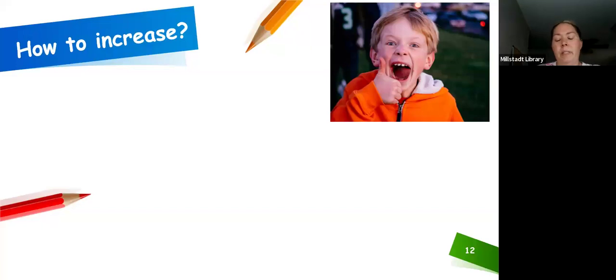So how do we want to increase? All of the points on this slide will be talked about in a lot more detail. I'm just going to go over the bullet points first, and then each subsequent slide will be shown.